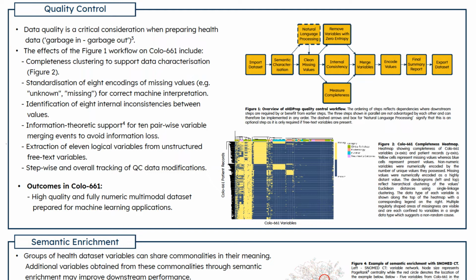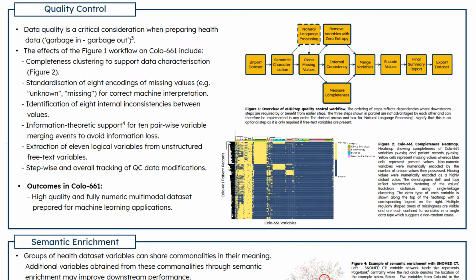In Figure 1, the workflow of methods applied to COLO661 is shown. The ordering of these steps represents dependencies, where later steps benefit from earlier steps. In our R package, users can carry out these steps individually or collectively within wrapper functions.